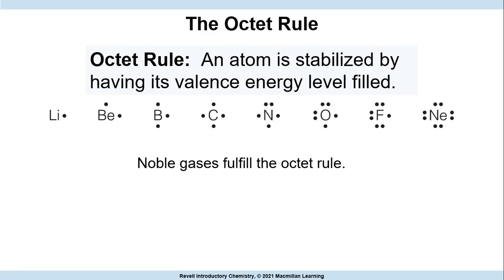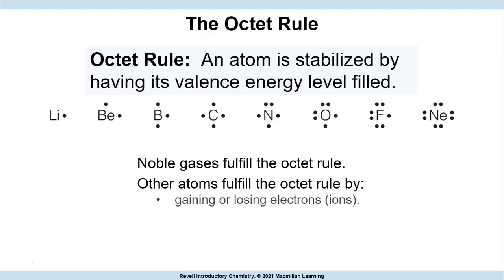Now remember that the noble gases are found in group 8. So they have 8 valence electrons and they are already filled. So they already fulfill the octet rule. Now for other atoms to fulfill the octet rule, for example, lithium, beryllium, boron, carbon, nitrogen, oxygen, fluorine, and all the other atoms in the main group elements, they will either obtain the octet by gaining or losing electrons.